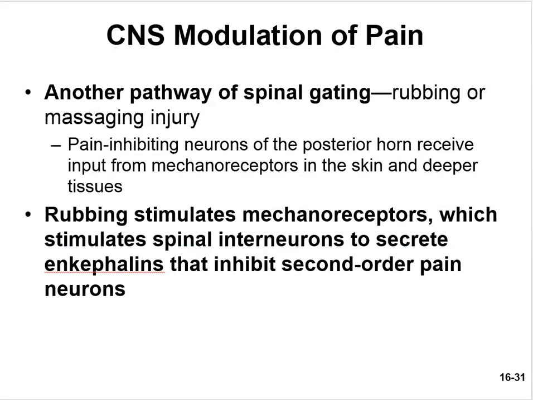Another way of spinal gating is rubbing or massaging the injury. When you rub or massage an injury, input from mechanoreceptors in the skin and the deeper tissues stimulate the pain inhibition in that posterior horn of the central nervous system. It stimulates those spinal interneurons to secrete the enkephalins that inhibit second order pain neurons. So, see, rubbing and massaging an injury does help.